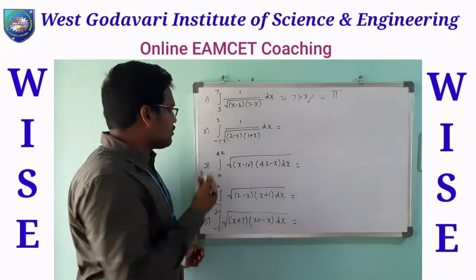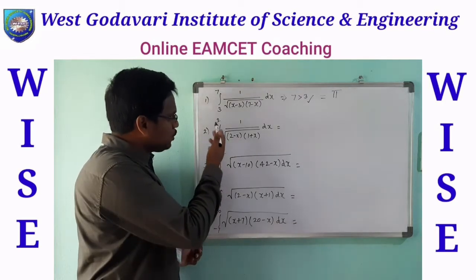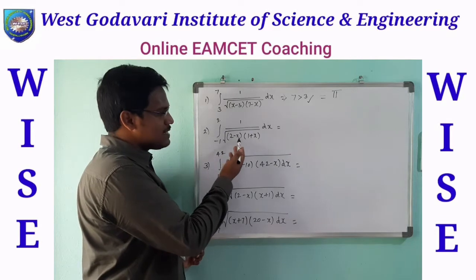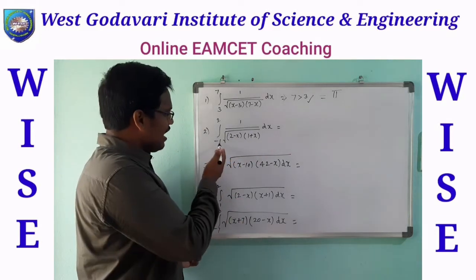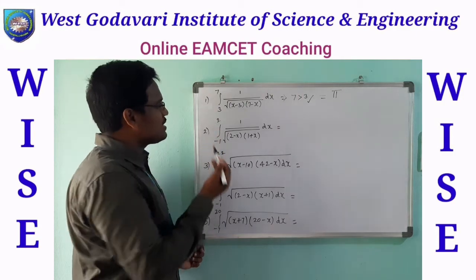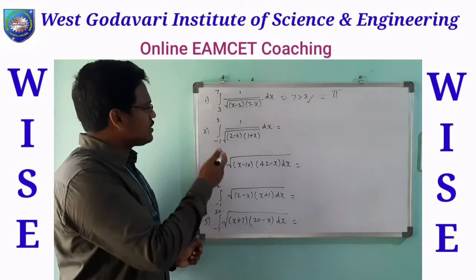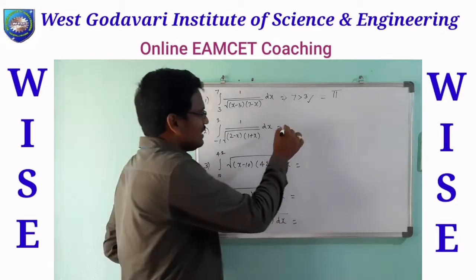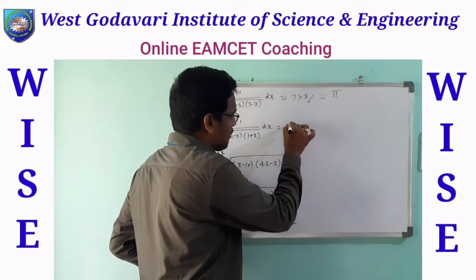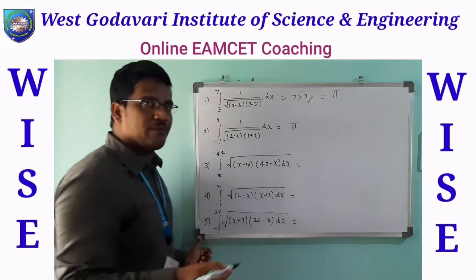Coming to the next one, integral minus 1 to 2 1 by square root of 2 minus x into 1 plus x dx. Here the a value is minus 1 and b is 2. So 2 is always greater than minus 1. Hence the result is also the same, that is pi.